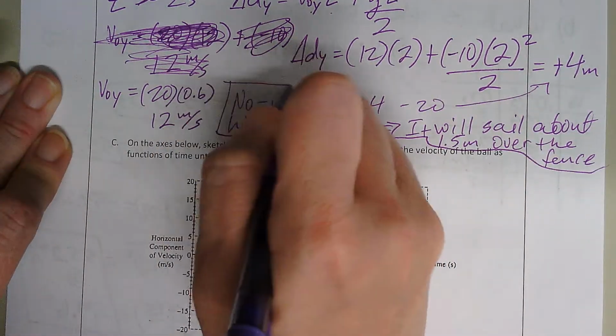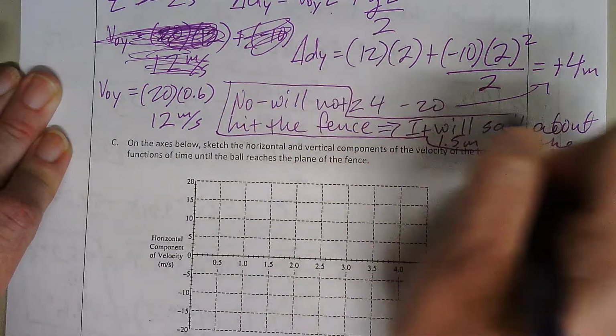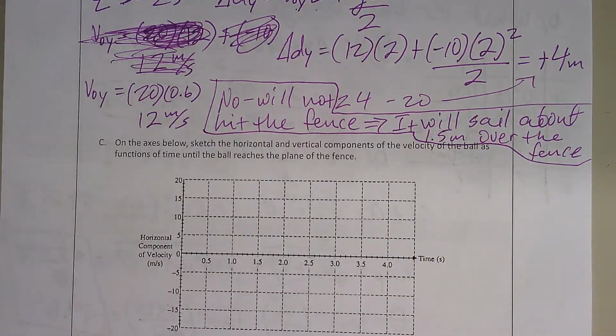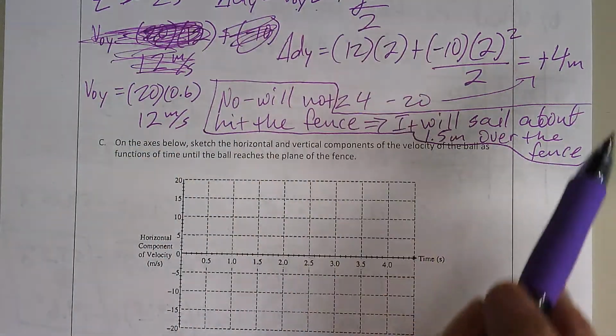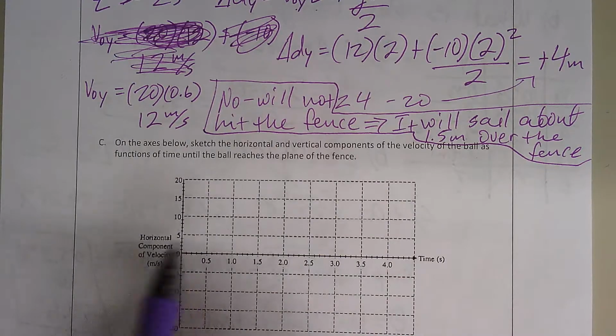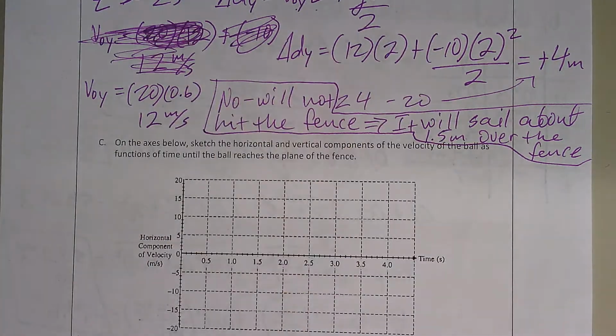Yay. Sorry, running out of room because I screwed up a little. That's the answer. Will the ball hit the fence? No, will not hit the fence. How far below the fence will it hit? 1.5 meters over the fence.